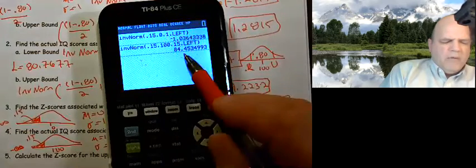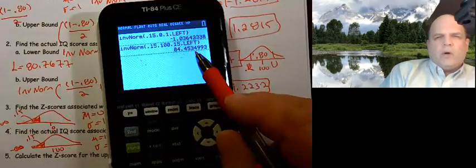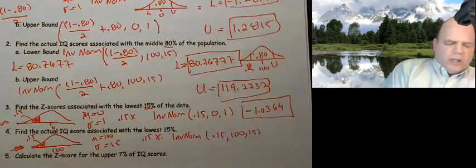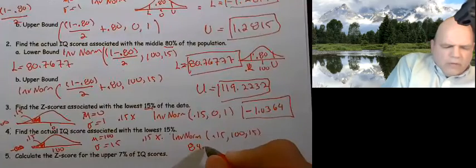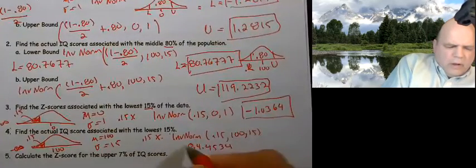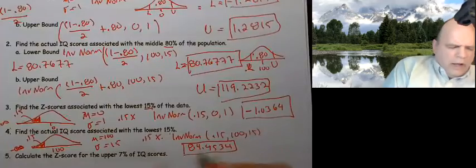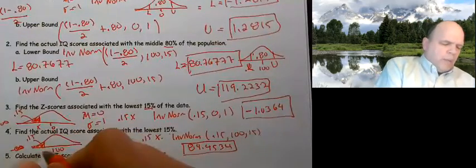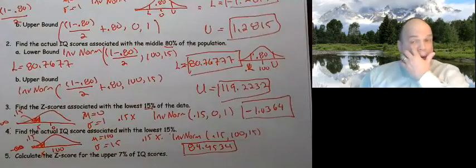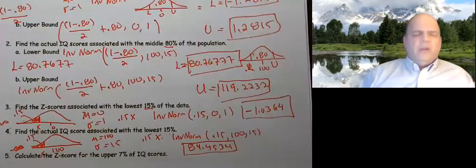And this becomes 84.4534. And please just truncate. And it makes sense because our X value that we're looking for happens to be below 100. All right, so we're expecting a value below 100.